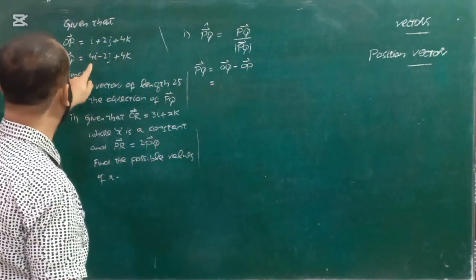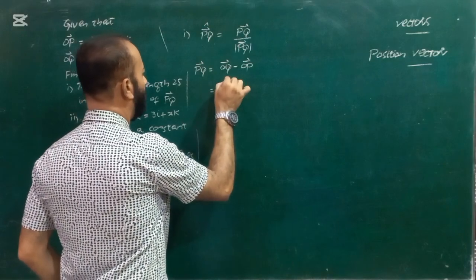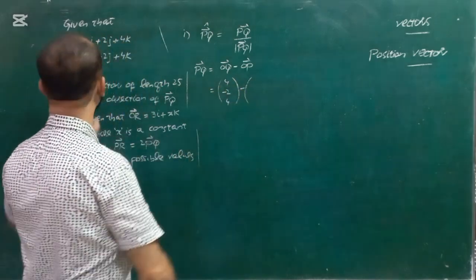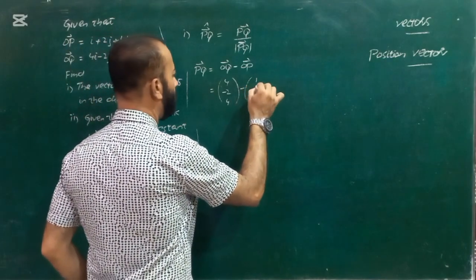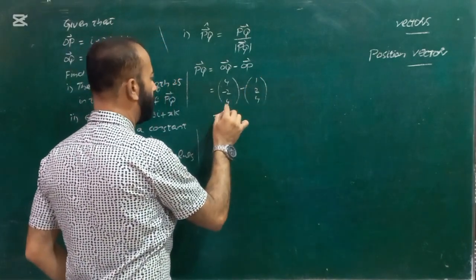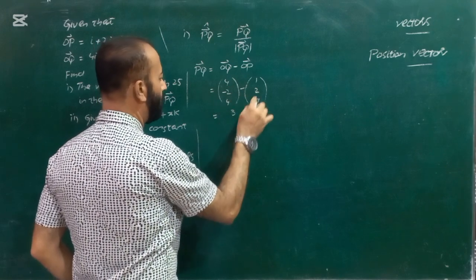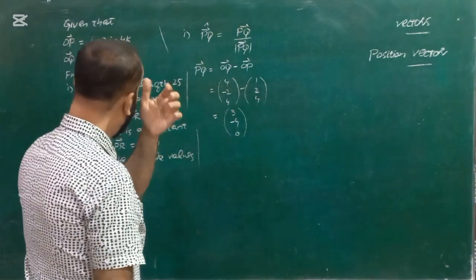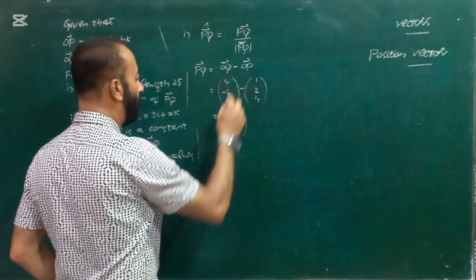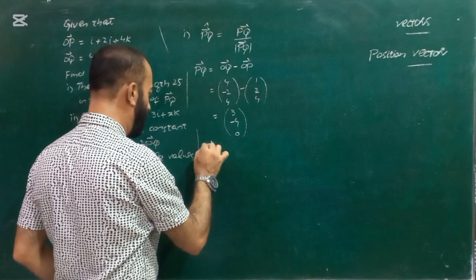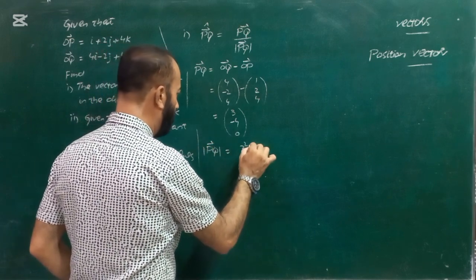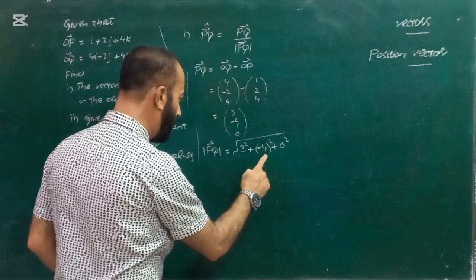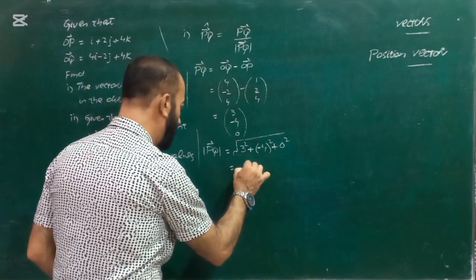and OQ is 4, minus 2, 4, minus OP, which is 1, 2, 4. Now solving it, 4 minus 1 will be 3, minus 2 minus 2 will be minus 4, and 4 minus 4 will be 0. So this is the PQ vector that will be placed in the numerator, and in the denominator we want the magnitude of this vector. So the PQ magnitude will be equal to 3 square plus minus 4 square plus 0 square. So that will be equal to 16 plus 9, 25, and the square root will be 5.